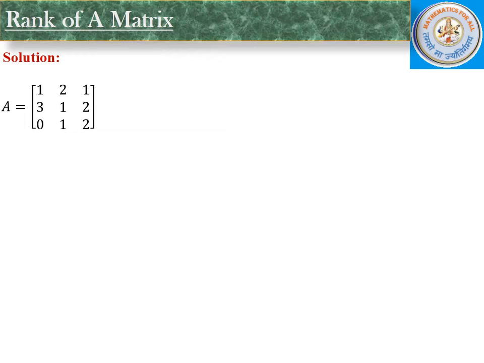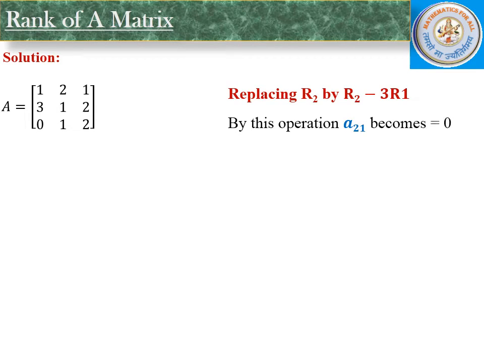Here we have given 1 2 1, 3 1 2, 0 1 2. According to row, what we do here is replace R2 by R2 minus 3R1, because in the identity matrix if the first element is 1, then in the column the rest should all be 0. For that we have taken R2 minus 3R1. So in this case A21 will be 0, and the rest of the elements in the second row are according to the operation we have written.